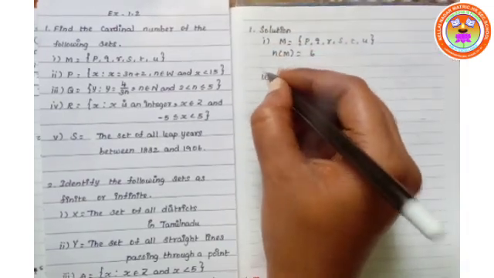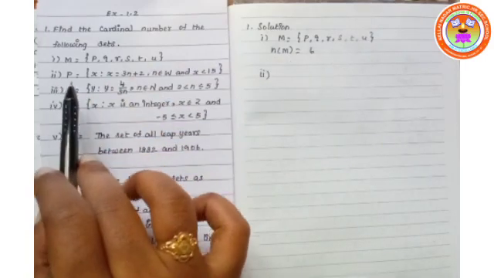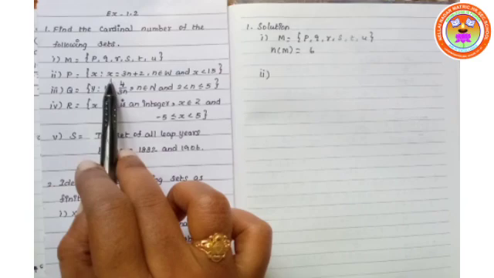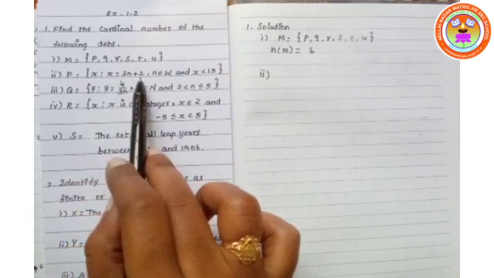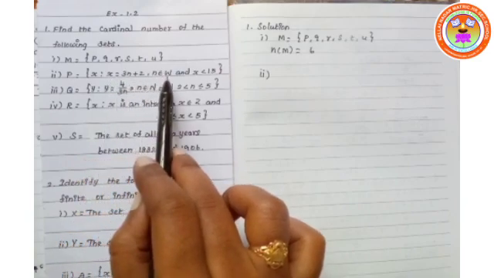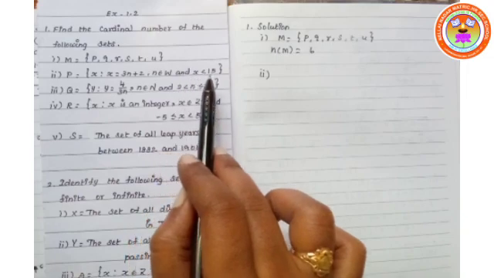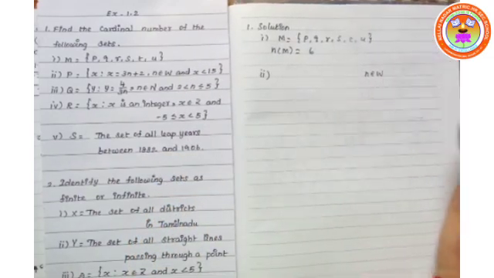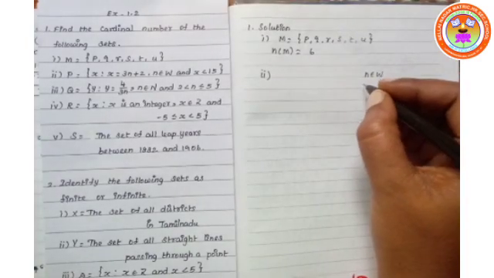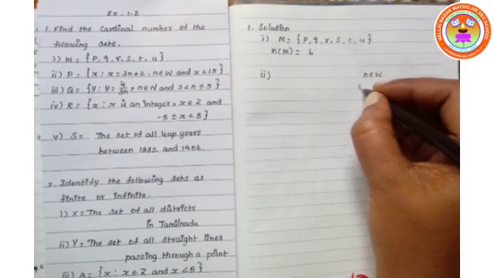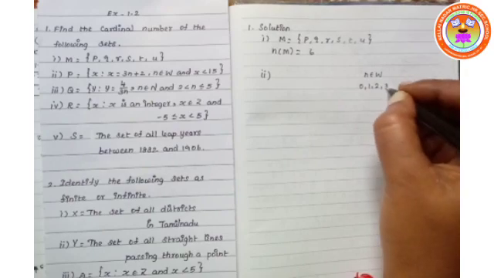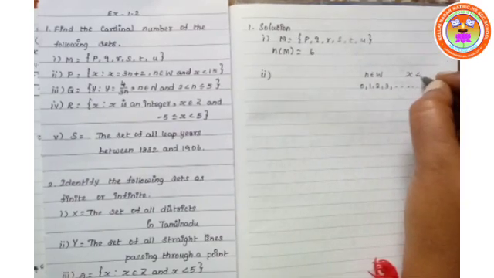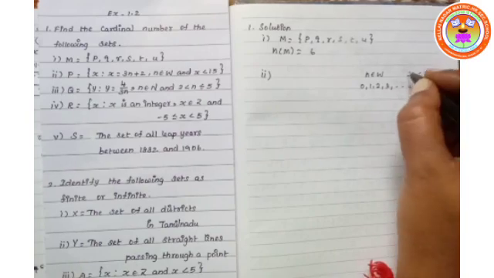Now, see the second subdivision, P equals the set of all x such that x equals 3n plus 2, n belongs to W and x less than 15. Our conditions are n belongs to W. W means what? The set of whole numbers 0, 1, 2, 3 and so on. But here one more condition is x should be less than 15.